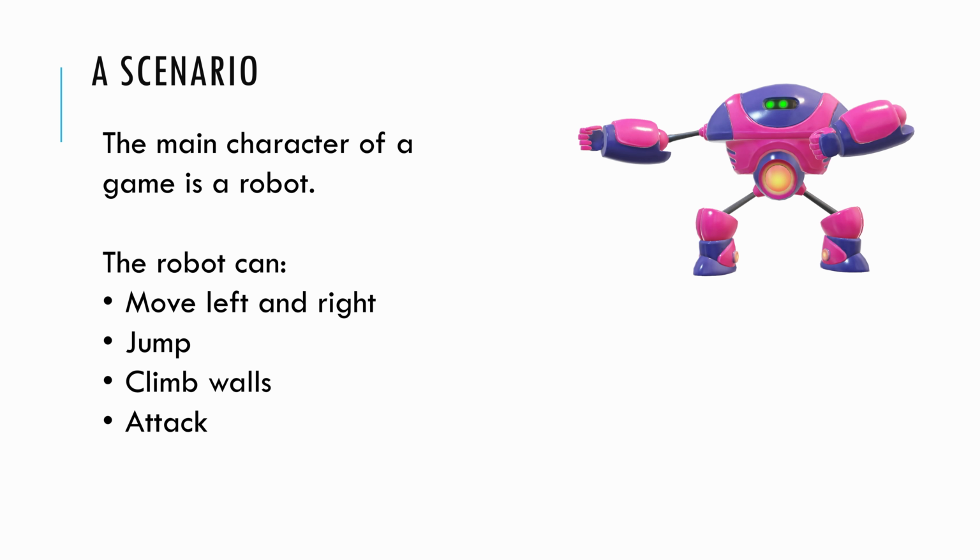Well, if you don't do it right, then you can make it so that the robot can double jump or triple jump. Or you can make it so they can move left and right while climbing a wall. And things can get a little messy.